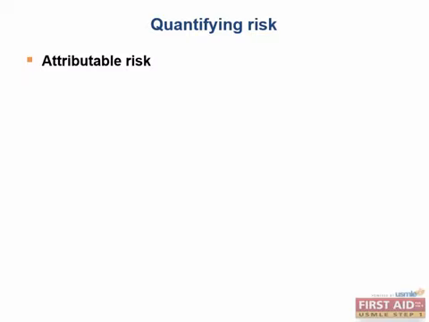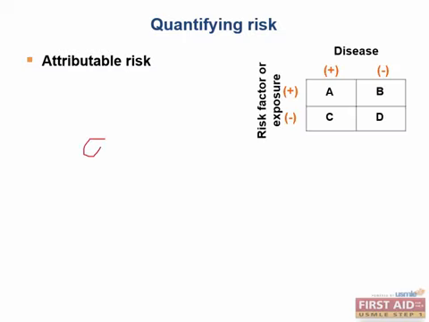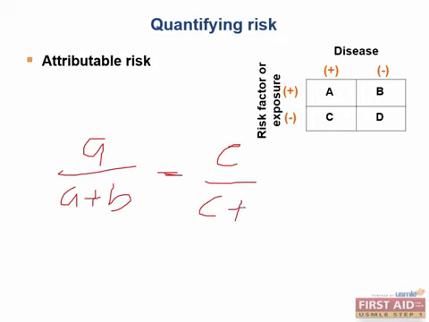The attributable risk is calculated as A, people with the risk factor or the exposure and the disease, over A plus B, everyone with a risk factor, minus C, people with the disease but no risk factor or exposure, over C plus D, everyone that has no risk factor or exposure.